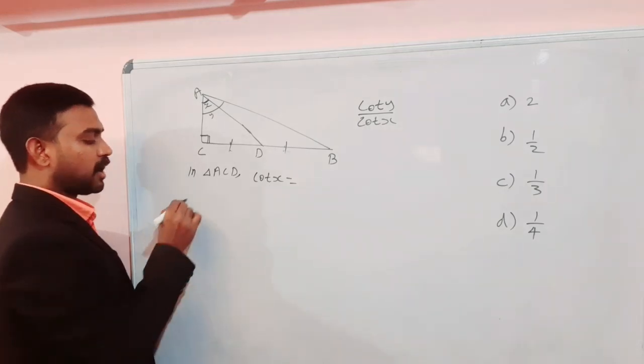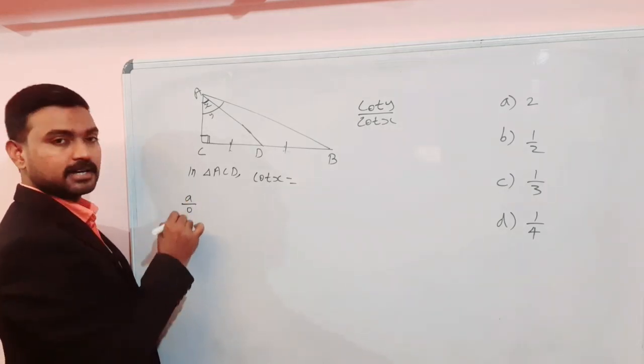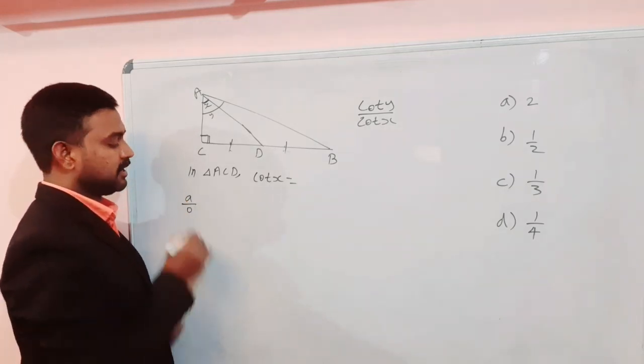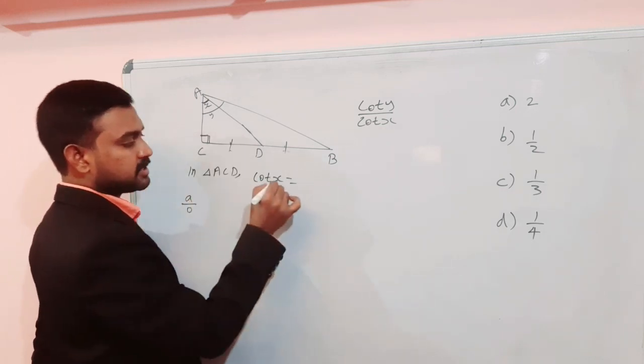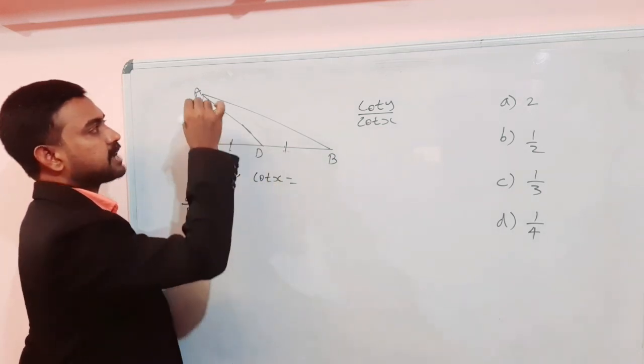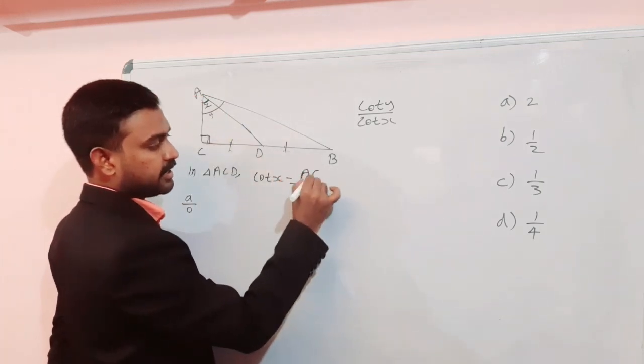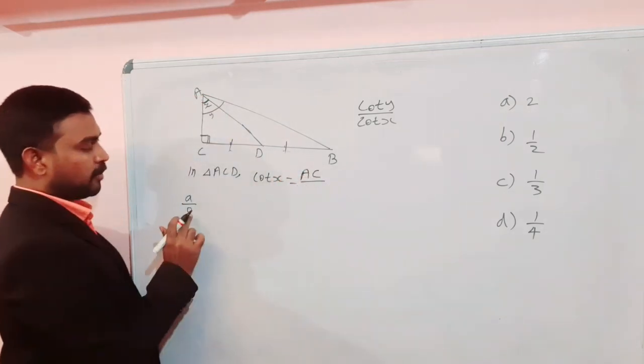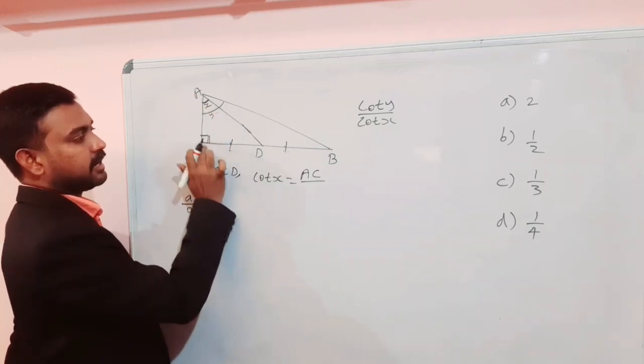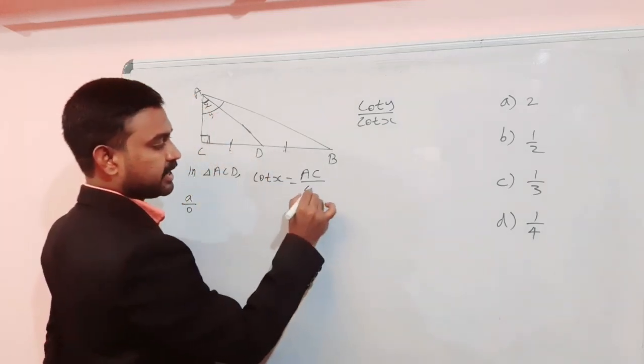So what is cot? Cot is equal to adjacent side by opposite side. How can we find the adjacent side of this angle x? This angle x is here. So the adjacent side is AC. So we can write here AC by the opposite side. This is the adjacent and CD is the opposite. So we can write here CD.